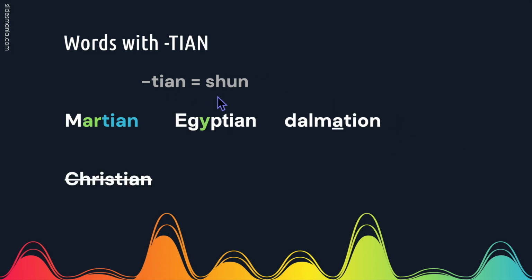This suffix also says shun. AR says R, Martian. A Martian is somebody from the planet Mars. The letter Y in this word is going to have the short I sound of I, Egyptian. This A will have its long sound, Dalmatian. One important exception to this is the word Christian, where the TI says ch instead of sh.